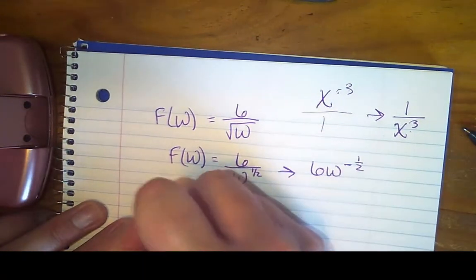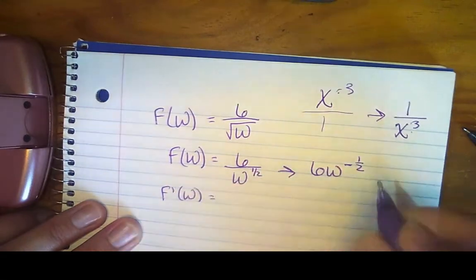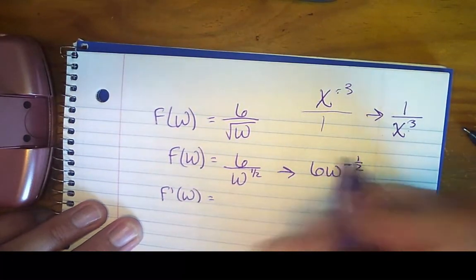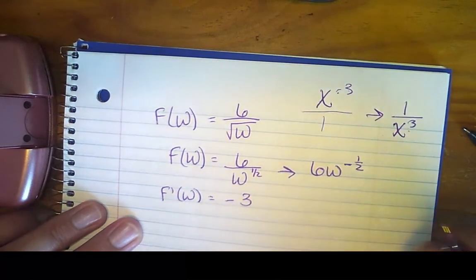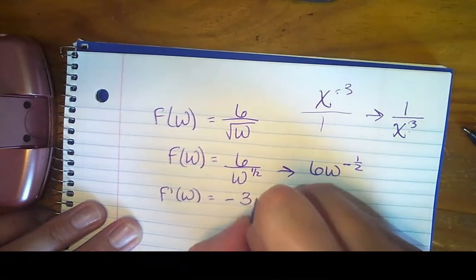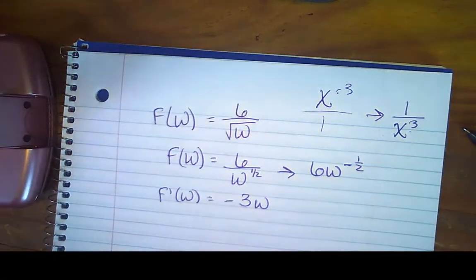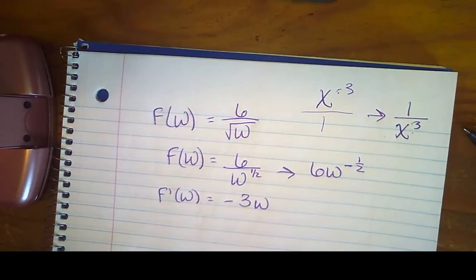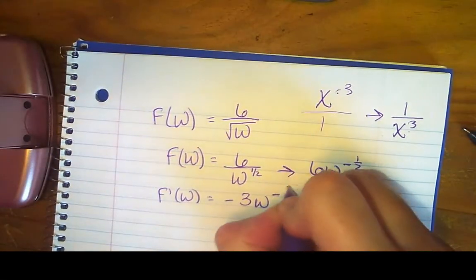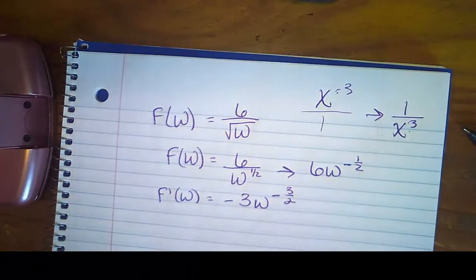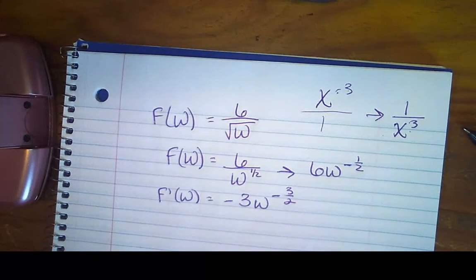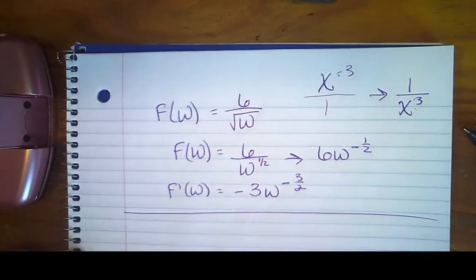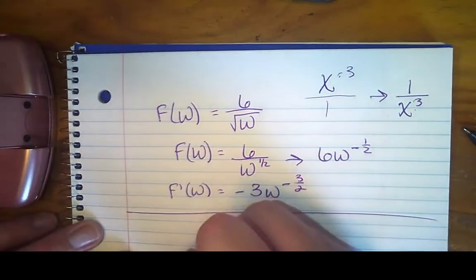So my derivative is going to be, drop your exponent out front. So 6 times a negative 1/2 is going to be a negative 3. W to the, well, what's negative 1/2 minus 1? What's negative 1/2 minus 2/2? It's a negative 3/2. Okay, and then again, leave it like that, unless you are told otherwise. So I have got, let's do another couple.